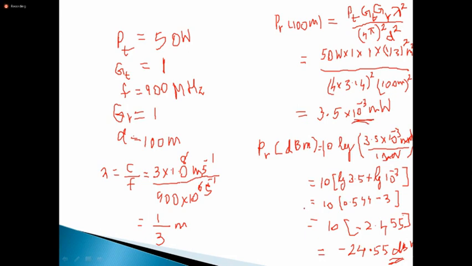This is the final answer for this question, right? Minus 24.55 dBm. Again, write a second part of this question and try it at home. Calculate PR within brackets 10 kilometers. That means you have to calculate the received power after 10 kilometer distance in watts as well as in dBm. Watts and dBm.